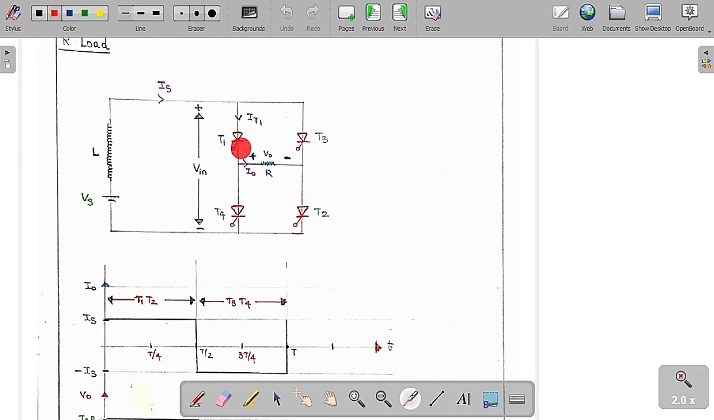This is the thyristor current IT1, which is the current of the thyristor T1.